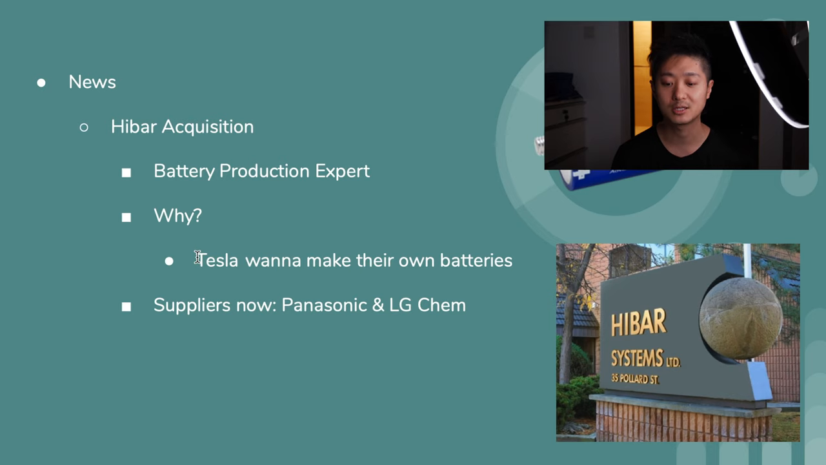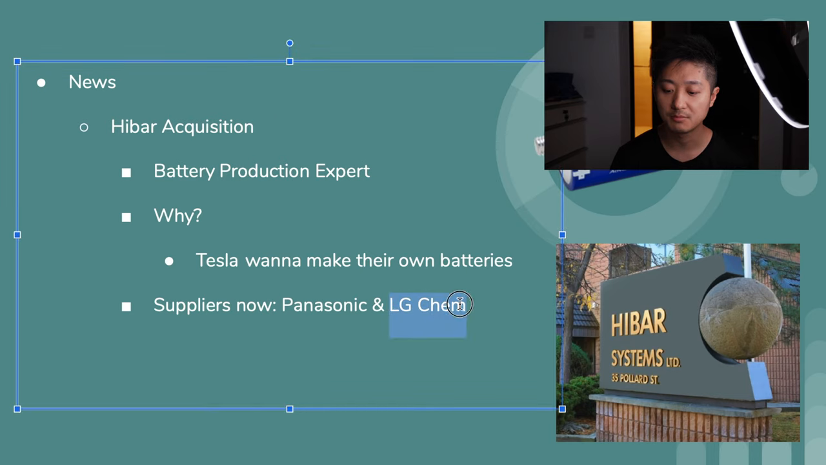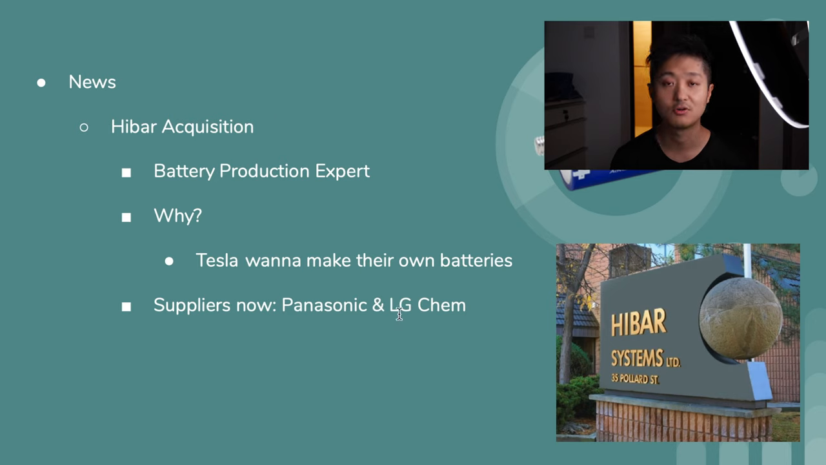Currently, the suppliers for Tesla are Panasonic and LG Chem. Panasonic makes batteries in Tesla Gigafactory 1. Gigafactory 1 has the factory and leases space to Panasonic to make batteries for them. LG Chem is providing batteries to Gigafactory 3 in China. So there are two main suppliers for Tesla right now.